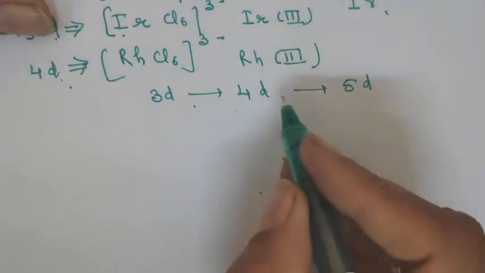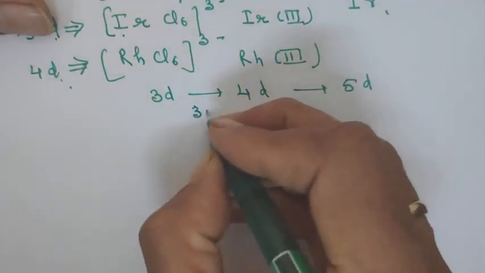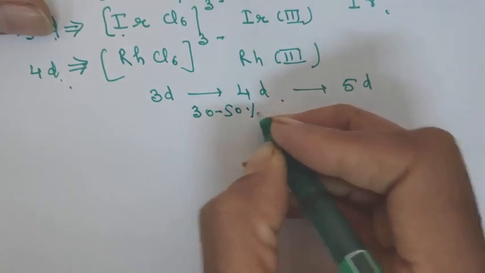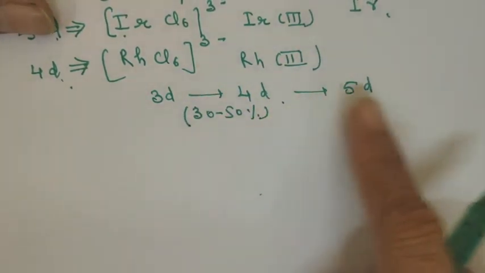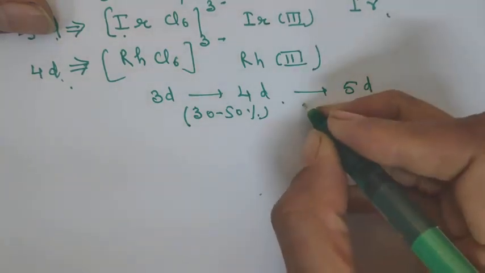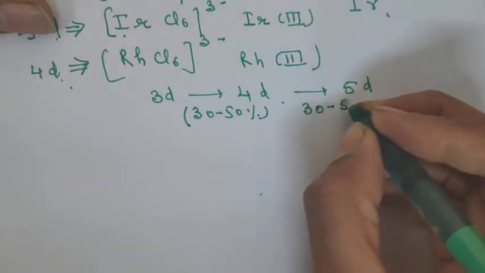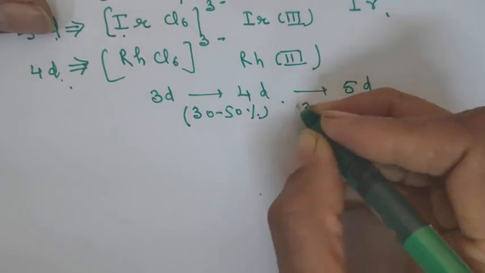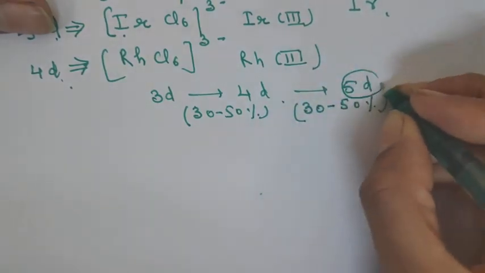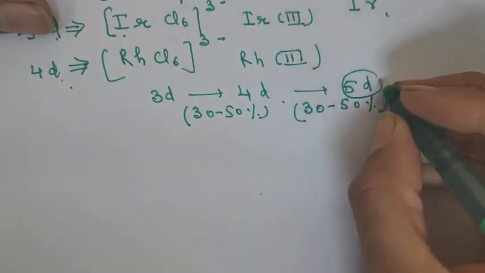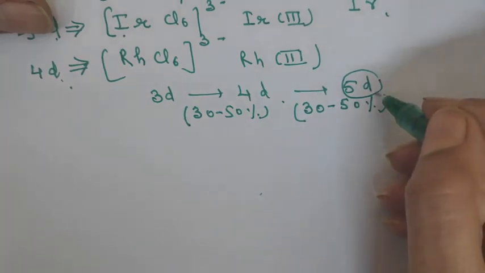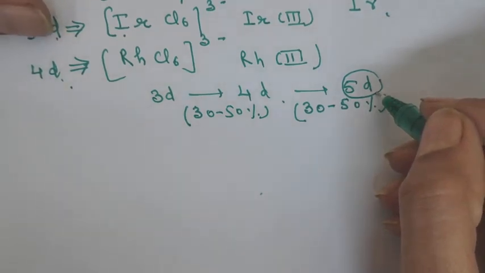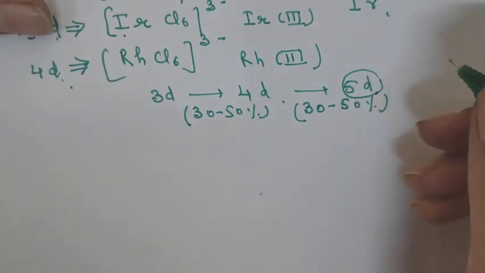Whenever you are moving from 3D to 4D series, there is a 30 to 50% increase in the value of crystal field splitting. Similarly, whenever you are moving from 4D series to 5D series, the crystal field splitting is increased by 30 to 50%. What is the reason? That these orbitals are bigger in size. These are more spread out in space. So since these are bigger in size, more spread out, these can interact more with the ligand field and larger will be the crystal field splitting caused by them.